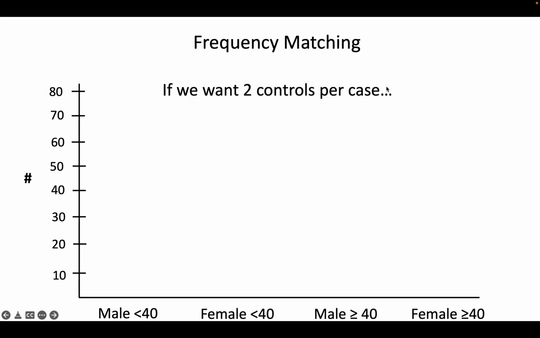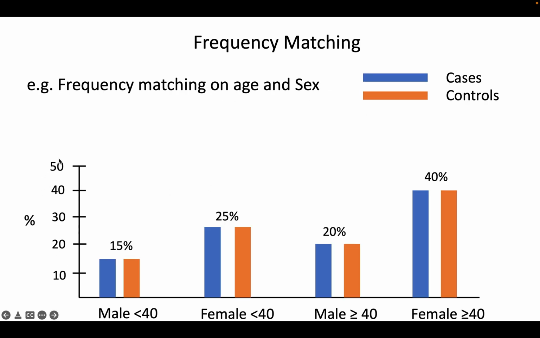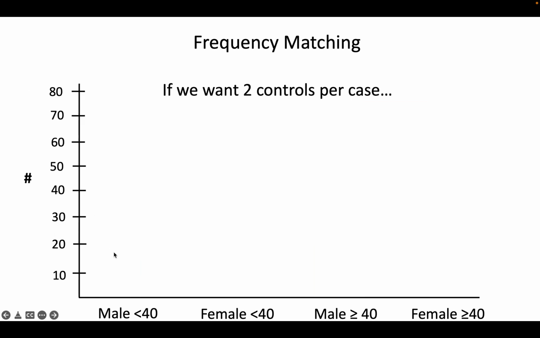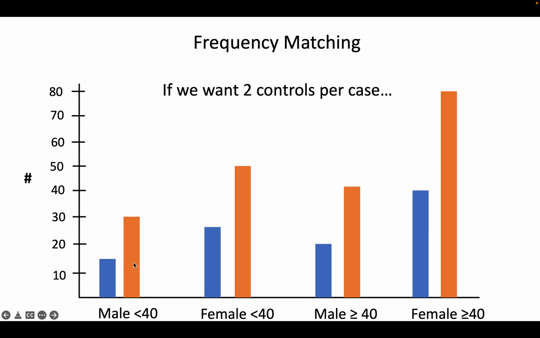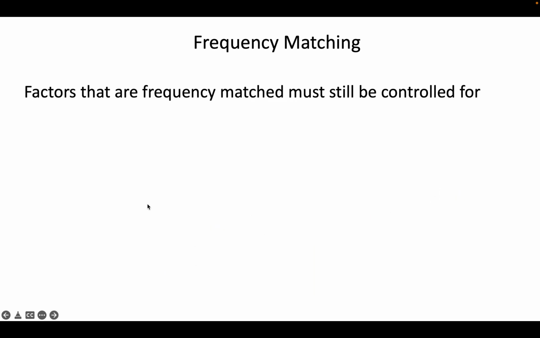If we have 2 controls per case, notice that now the y-axis here went from percentage to an absolute number of people. Basically, the percentage of controls in each category is the same as the percentage of cases, but we have 2 controls per case, so the number of controls in each category is double, but the ratio of controls in each category is the same as cases in each category.